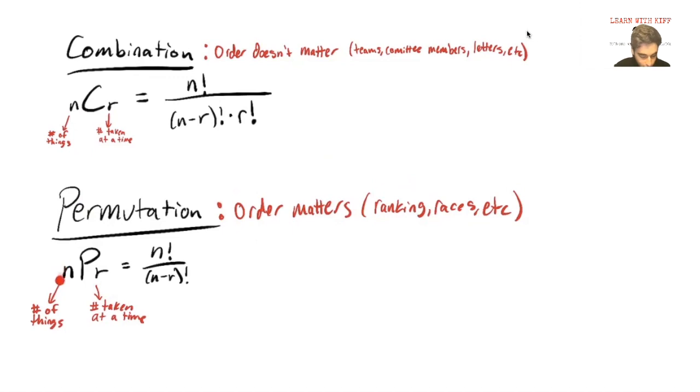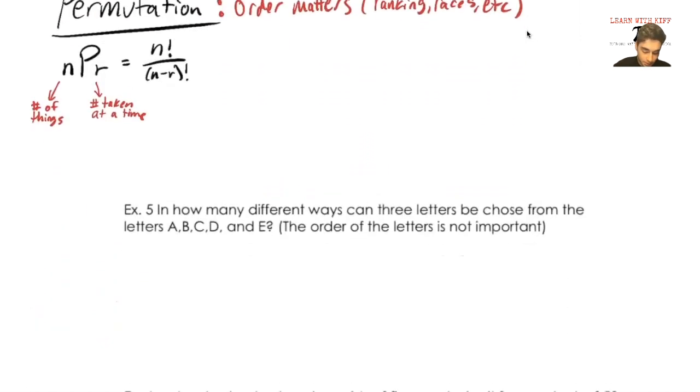And this you write as nPr. The number of things stays the same, and the number taken at a time stays the same. n and r are the same thing as they were with combination. And this algebra is a little bit different because it's n factorial over n minus r factorial. So combination has the extra r factorial that you multiply in the denominator. So let's move on to the first question.